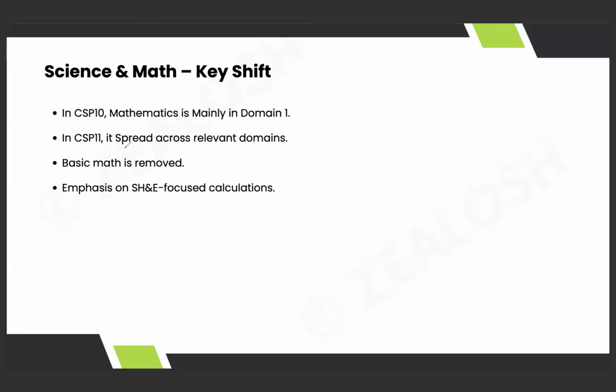In CSP 10, mathematics was mainly in domain one. In CSP 11, mathematics is spread across all the relevant domains, but pure math is not there. Math related to safety is there. Before that, math was there which was not directly related to safety. That basic mathematics is removed, so emphasis is given to SH&E-focused calculation. Here comes the first difference. Domain one is not there. Previously, what was domain one?